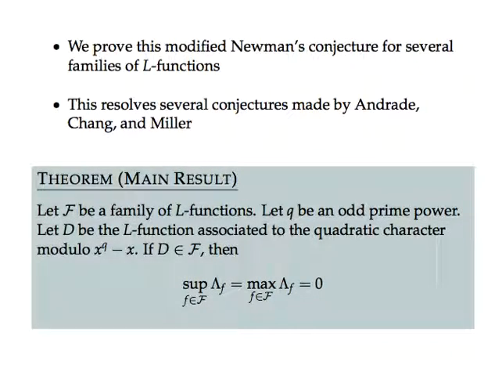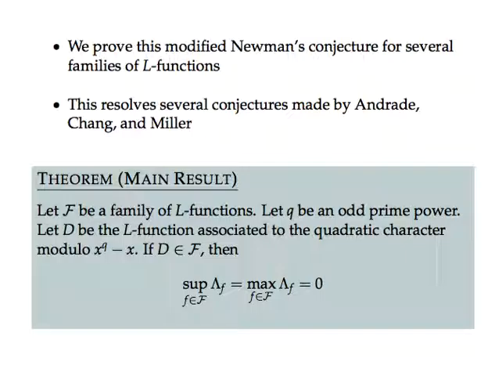We extend the results of Andrade, Chang, and Miller by proving this modified Newman's conjecture for several families of L functions. In contrast with previous work, we are able to exhibit specific L functions for which the de Bruijn-Newman constant is 0, and thereby prove a stronger statement. Instead of a supremum over a family of L functions, we find that a maximum exists over a family of L functions.